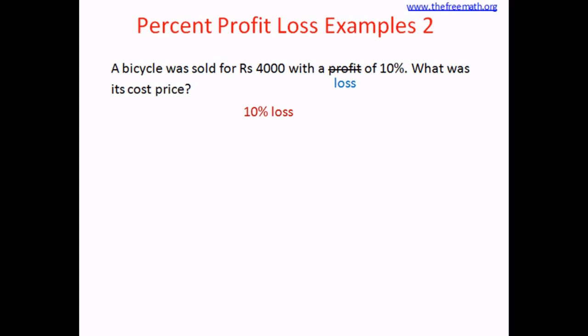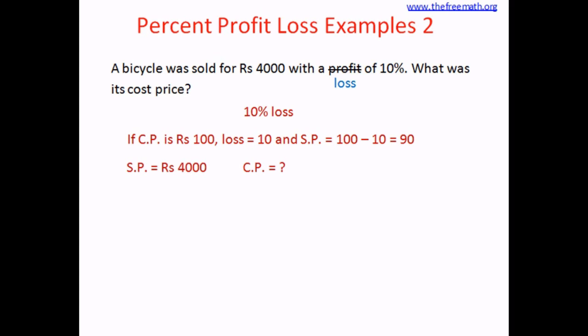We know that 10% of loss is on the cost price. That means it is the 10% of the cost price. So if the cost price is 100 rupees, then the loss is 10 rupees. And if the loss is 10 rupees, that means the selling price, SP, will be 100 minus 10 equals 90. Since it's a loss, we have to subtract it from the cost price to get the selling price. So the selling price is 90. If the selling price is 90, the cost price is 100.